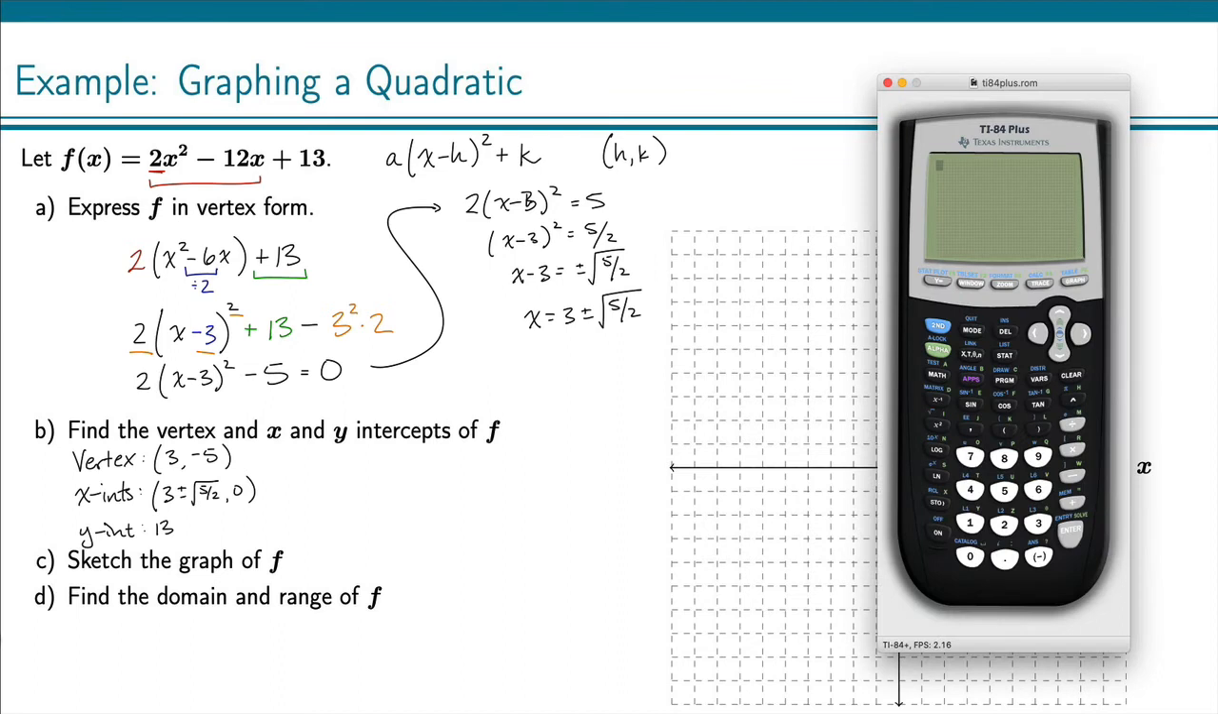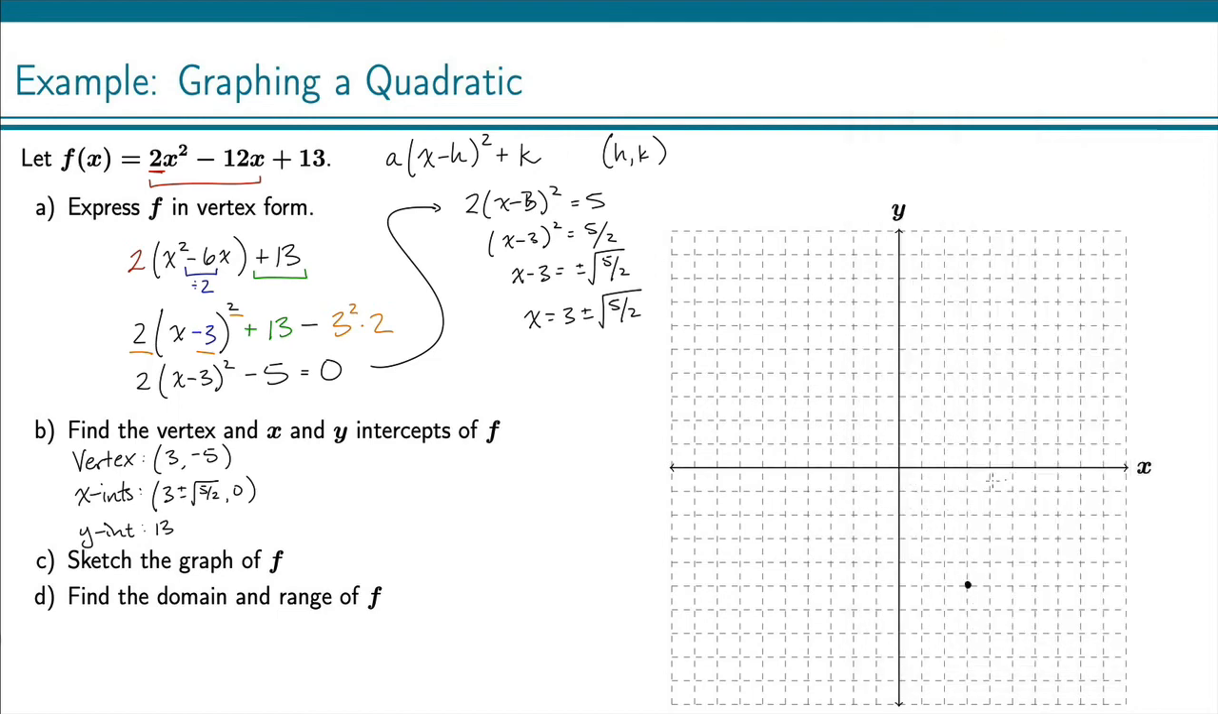So let's go ahead and just plug those into the calculator. We've got 3 plus the square root of 5 over 2, and we get about 4.6. And then we can do 3 minus the square root of 5 halves, and we get about 1.4. So 4.6 and 1.4, those are where we're going to draw our x-intercepts.